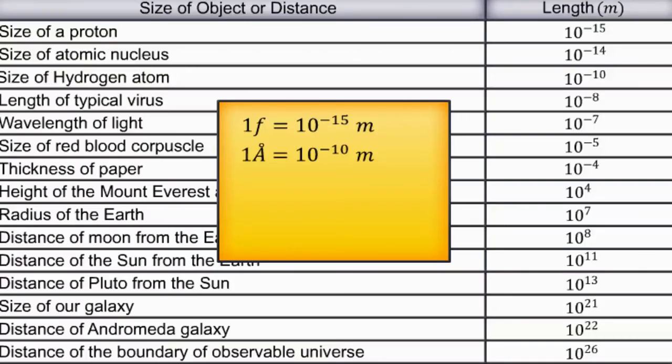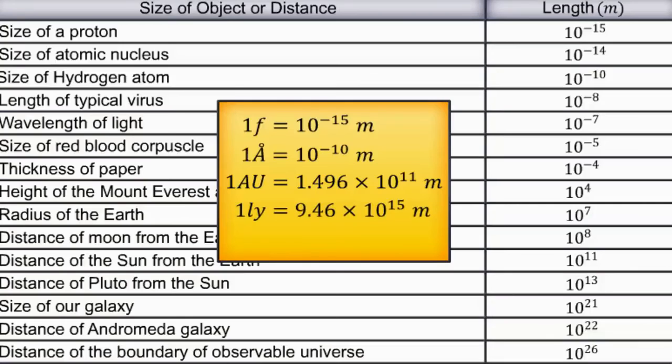Astronomical unit, denoted by AU, that measures average distance of the Sun from the Earth, which is equal to 1.496 into 10 to the power 11 meter. Light year, denoted by small letters ly, which is equal to 9.46 into 10 to the power 15 meter. A light year is the distance that light travels with velocity of 3 into 10 to the power 8 meter per second in 1 year. Parsec, denoted by small letters pc, which is equal to 3.08 into 10 to the power 16 meter.